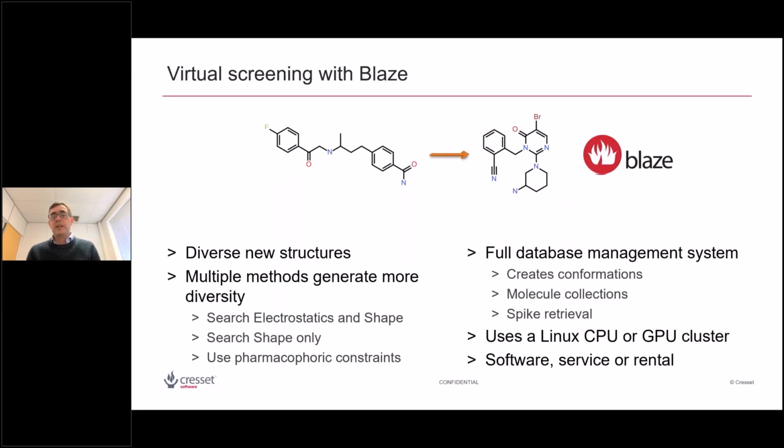Our traditional virtual screening technology is called Blaze, and it's designed to manage the entire virtual screening protocol for you. It's a web-based system that uses a CPU or GPU cluster on the back end, and you can upload your query molecule and it will go hunting through a wide variety of molecules in its database and pull out the ones that it thinks are most similar to your query. We've been using Blaze for a number of years now.